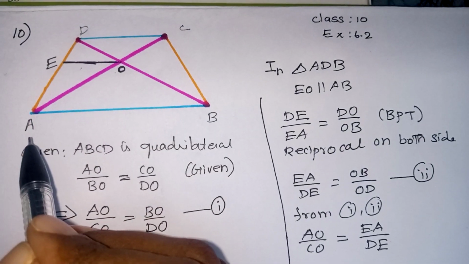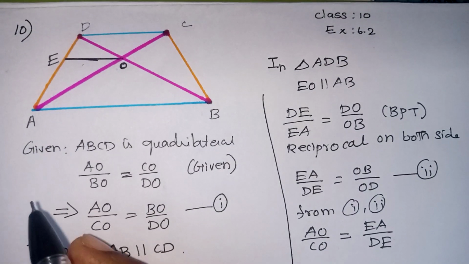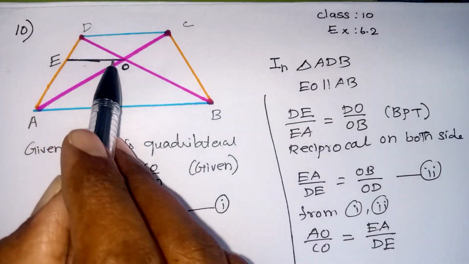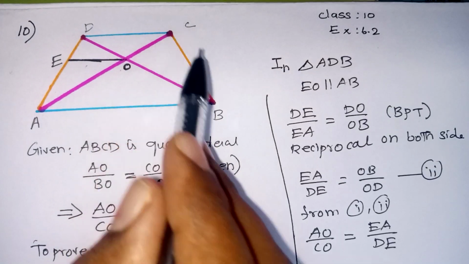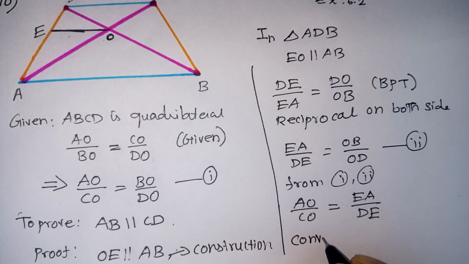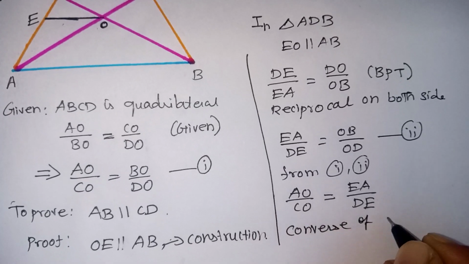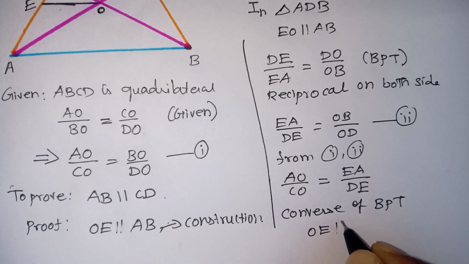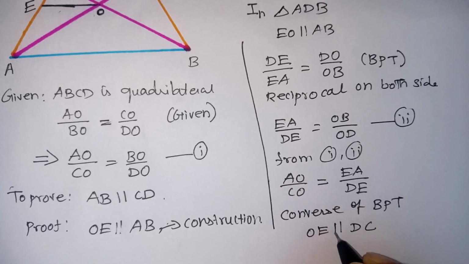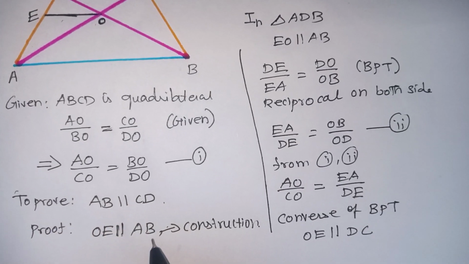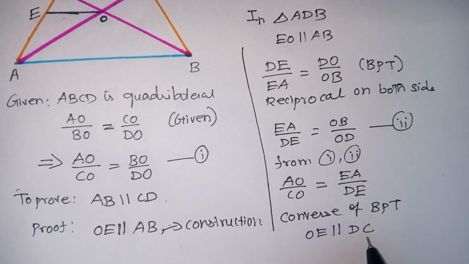Now what we can say is, according to the converse of BPT, in the reverse order, since the ratios are equal, definitely this line EO is parallel to DC. Then only this condition will be possible. So we can write by the converse of BPT theorem, OE is definitely parallel to DC. Already we have drawn the line OE parallel to AB. Now we got OE parallel to DC also.